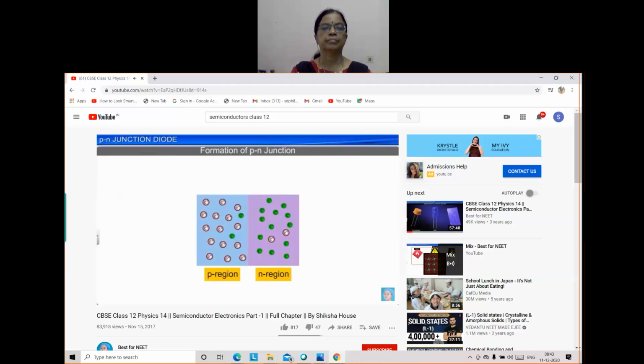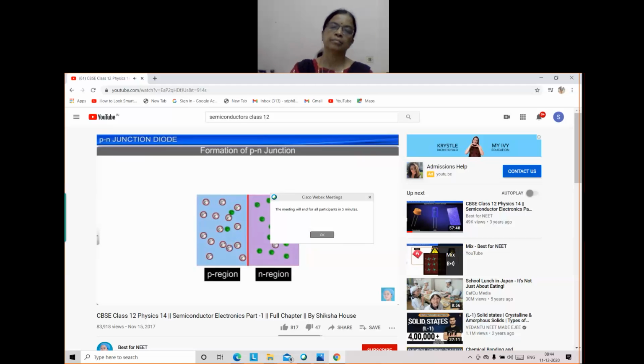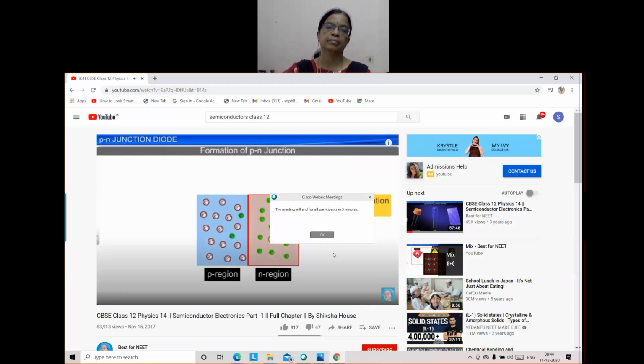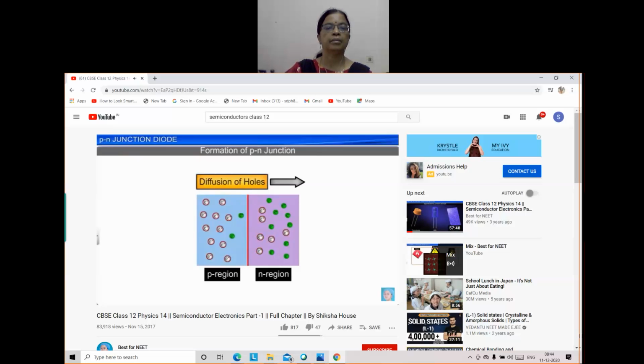by the p-n junction. We know that in the p region, there is a higher concentration of holes, and in the n region, there is only a smaller concentration of holes. Similarly, in the n region, there is a higher concentration of electrons, and in the p region, there is a smaller concentration of electrons. This causes the holes to diffuse from the p region to the n region across the p-n junction. Physically, this means that some of the valence electrons just to the right of the junction may fill the vacancies just to the left of the junction.